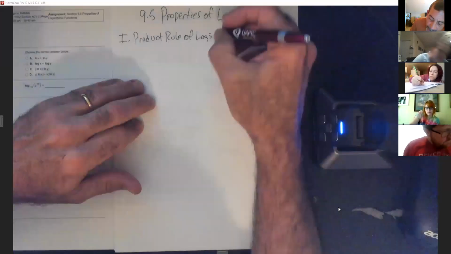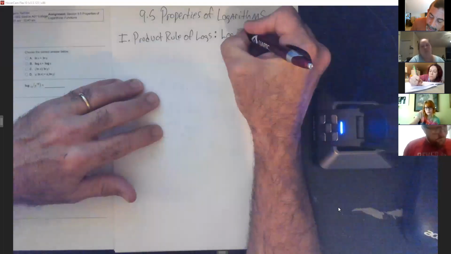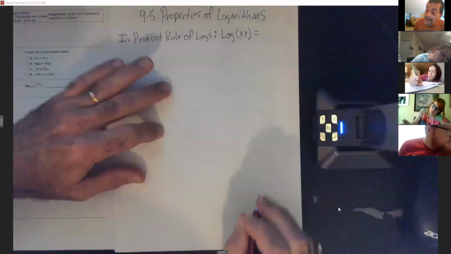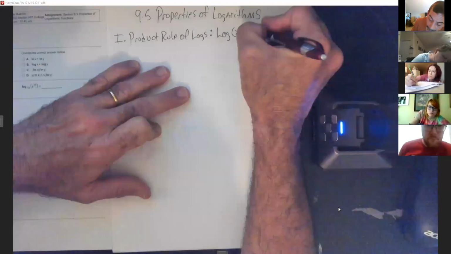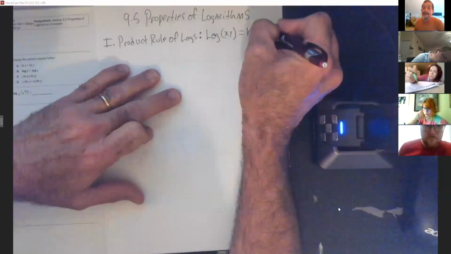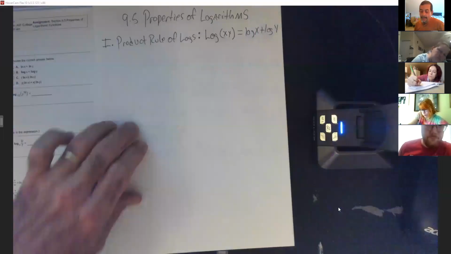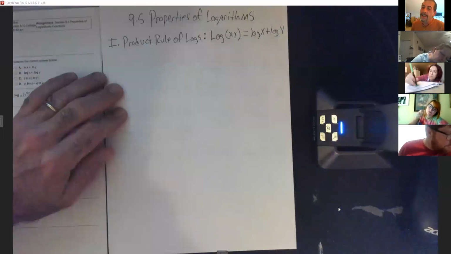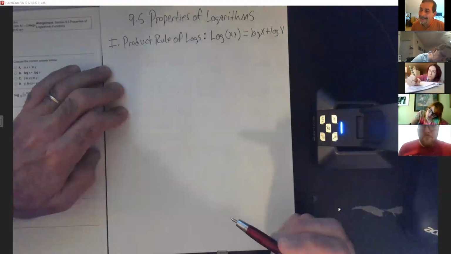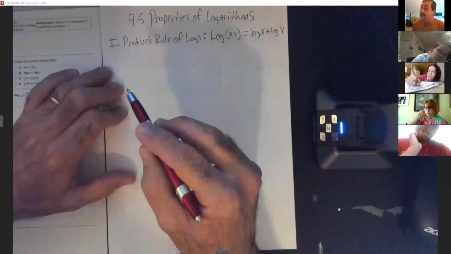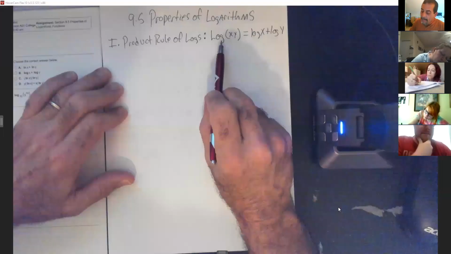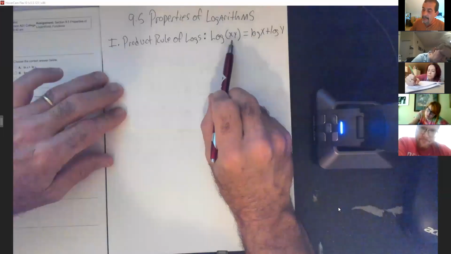So if I got a log of a product, I can rewrite that as a sum of the logs: log of x plus log of y. Remember, when you were multiplying those variables, what did you do with those exponents? You added them, didn't you? Like an x to the second times an x to the third, you added those and got an x to the fifth. So the log of a product is the sum of those logs.